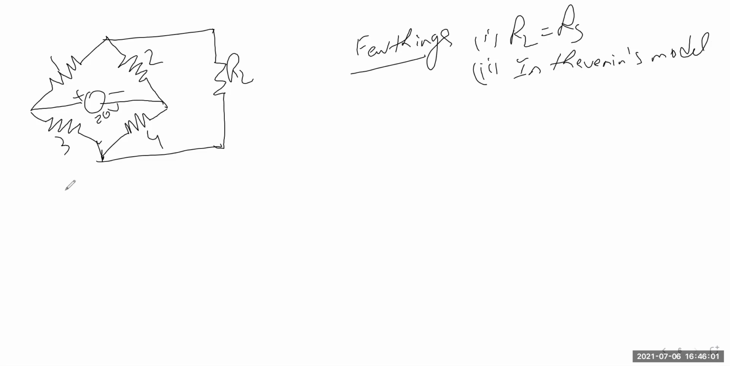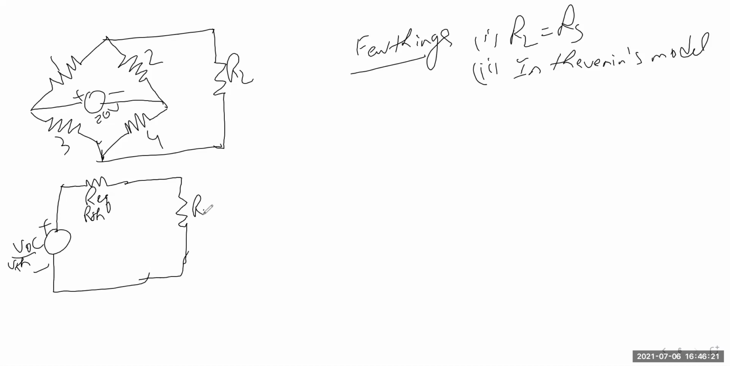Let's reduce this circuit in this particular manner. VOC or VTH, whatever you call, R equivalent or RTH, whatever you call it. This is your RL. This is the circuit. If you could convert this particular segment into this circuit, it will be a very easy one to solve. Now, first we find your VOC.